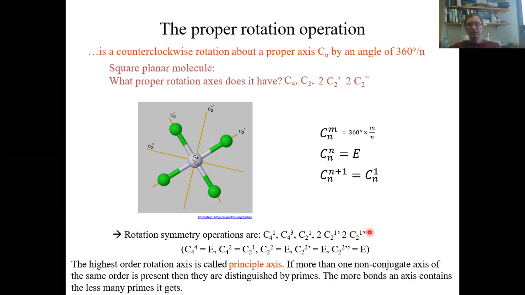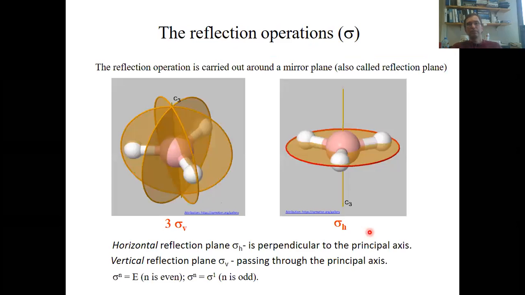Okay, now we have fully discussed the proper rotation operation. So let us move from the proper rotation operation to reflection operations. So reflection operations are denoted by the Schoenflies symbol sigma. So the reflection operation is carried out around a mirror plane, which is also called a reflection plane. Okay, so now we are not carrying out our symmetry operation around a line anymore, as we did for the rotation, we carry out our symmetry operation around a plane.